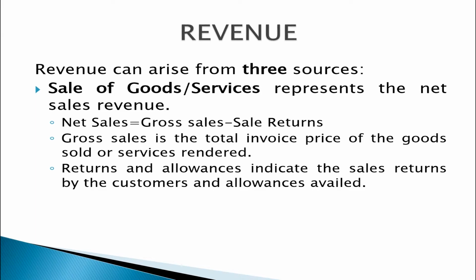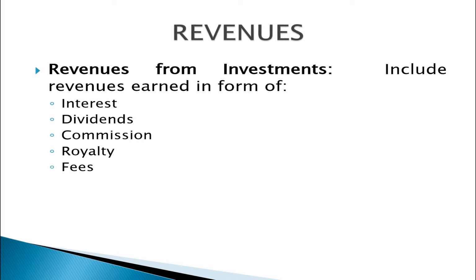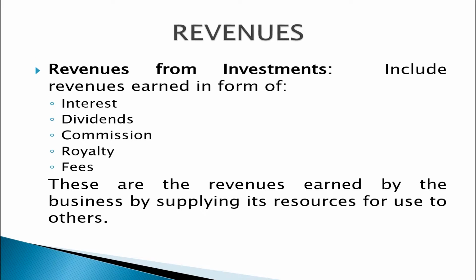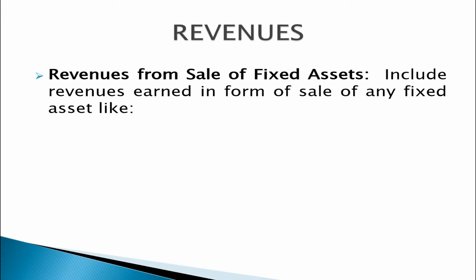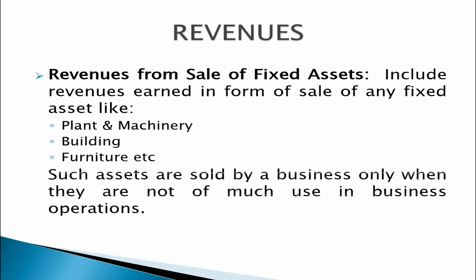Next source is revenues from investments. It includes revenues earned in the form of interest, dividends, commission, royalty, and fees. These are the revenues earned by the business by supplying its resources for the use to others. And the last one is revenues from sale of fixed assets. It includes revenues earned in the form of sale of any fixed asset like plant and machinery, building, furniture, etc. Such assets are sold by a business only when they are not of much use in the business operations.